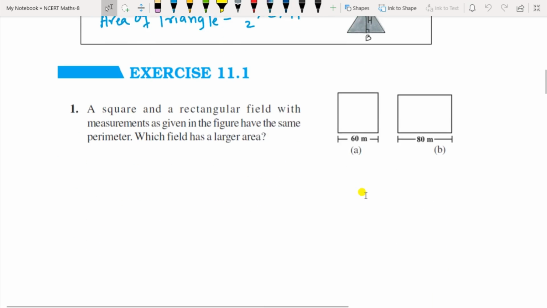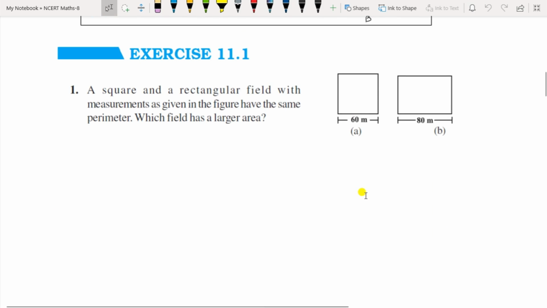Okay. Now this is exercise 11.1. Here it is given that a square and a rectangular field with measurements given in the figure have the same perimeter. Which field has the larger area? Here this is a square and this is a rectangle. The side of the square has been given as 60 meters, and the length of the rectangular field is given as 80. We don't know the breadth of this rectangle, so we need to find that first. And they are asking which field has the larger area.